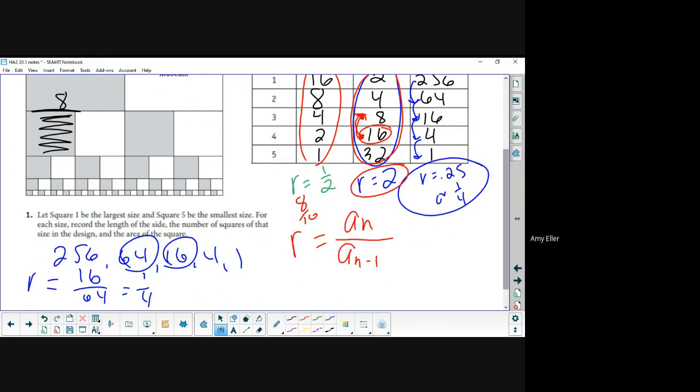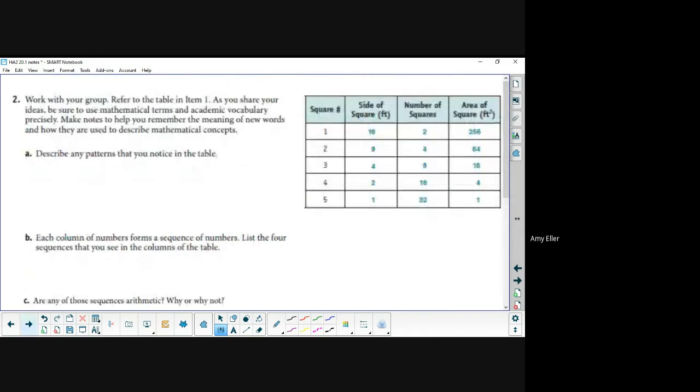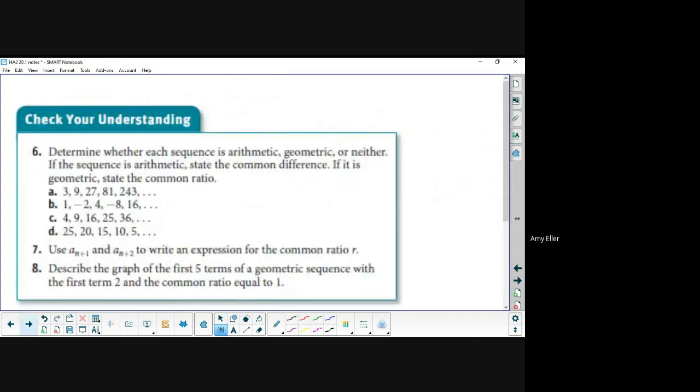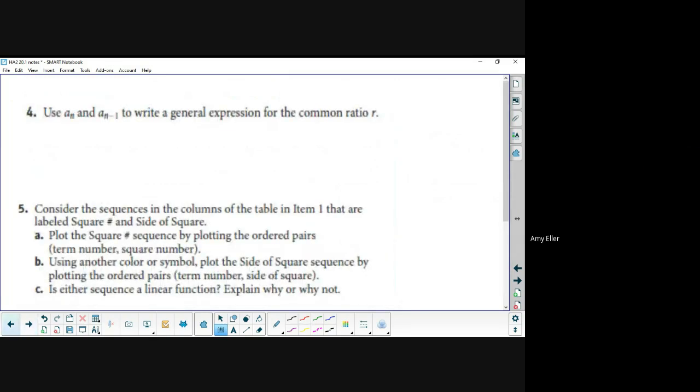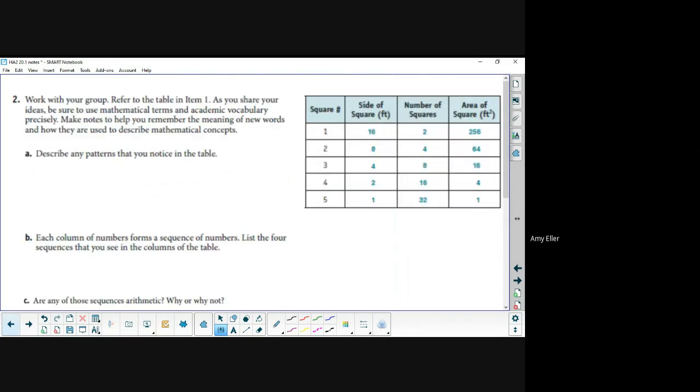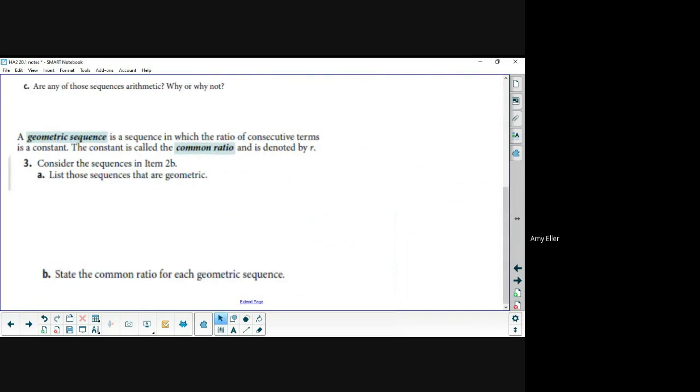We've kind of gone through a lot, so we can go down to the highlighted words there where it says a geometric sequence. A geometric sequence is a sequence in which the ratio, the fraction, of consecutive terms is constant. The constant is called the common ratio and is denoted by R. You don't need to do anything with this, just make sure you know what constitutes a geometric sequence as opposed to an arithmetic sequence.